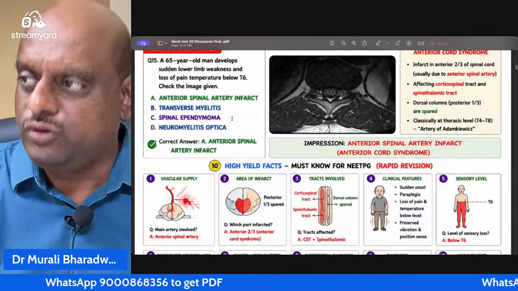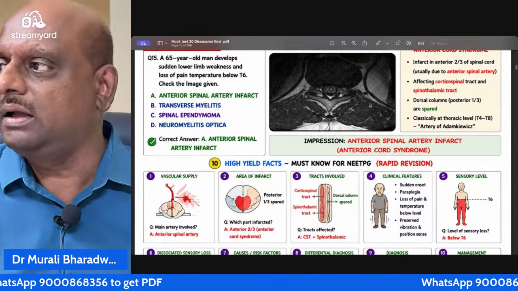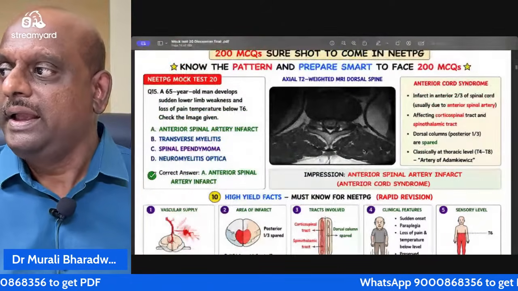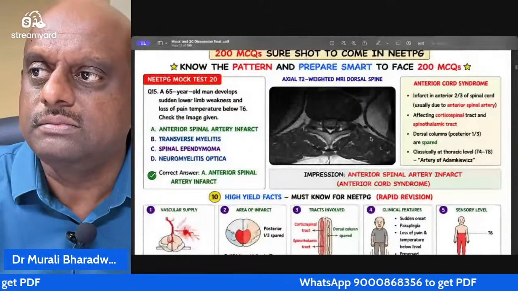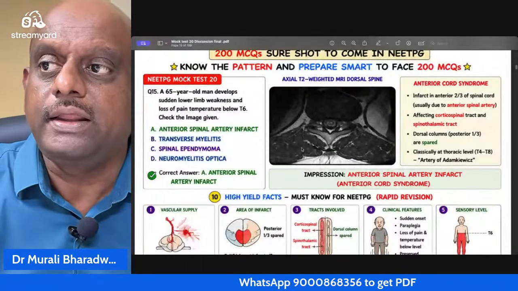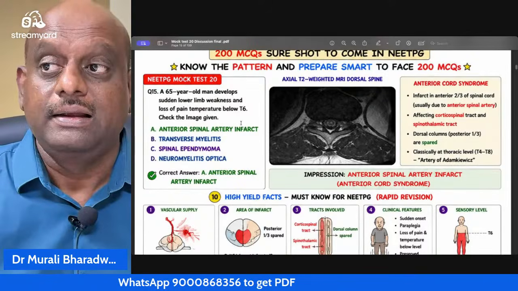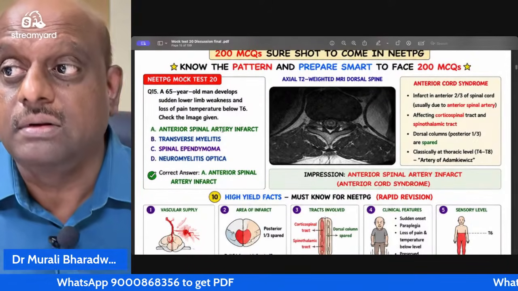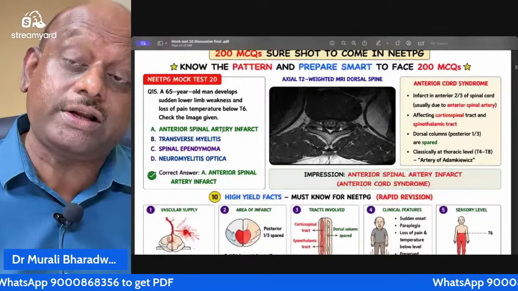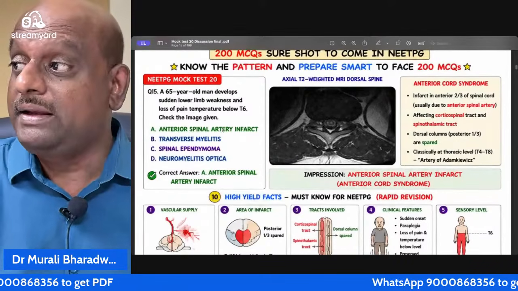So, if you look at this, there is no fever. If fever would have been there, then we would have thought it as transverse myelitis. He's an elderly man.